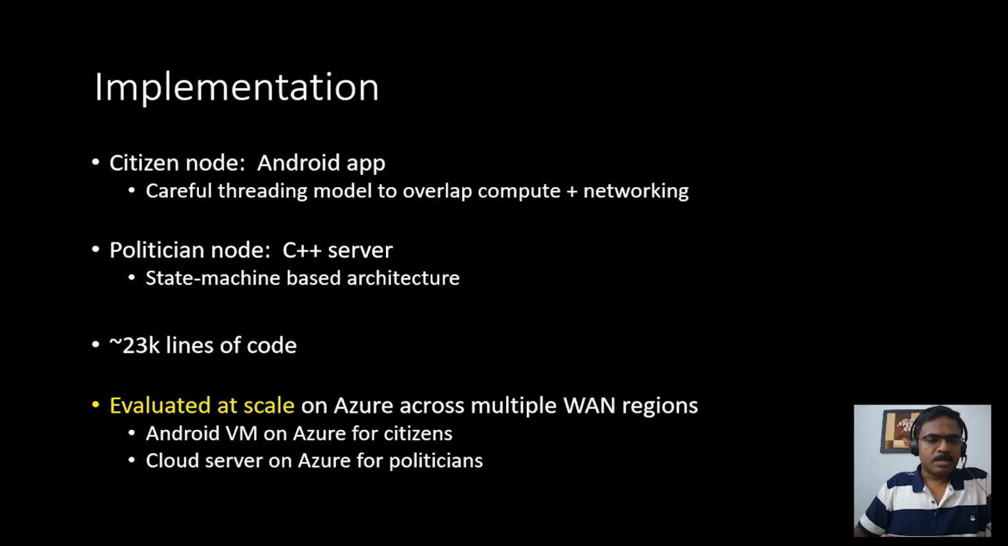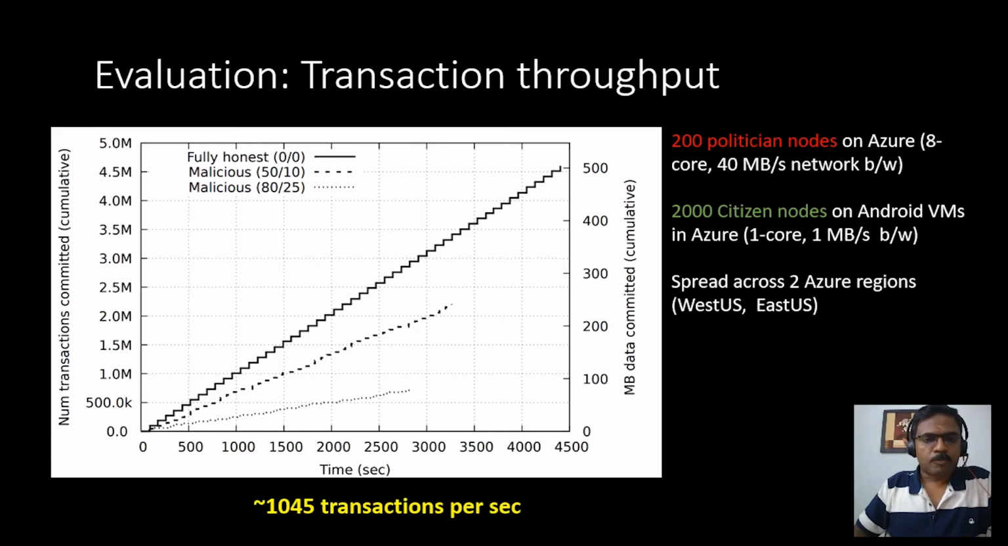The citizen in Blockene is implemented as an Android app. The politician is implemented as a C++ server, and we have evaluated Blockene at scale across multiple regions in the wide area. We run Android VMs on Azure nodes for citizens, and we have the politician nodes also running on Azure nodes across regions. Let's look at some performance results with Blockene.